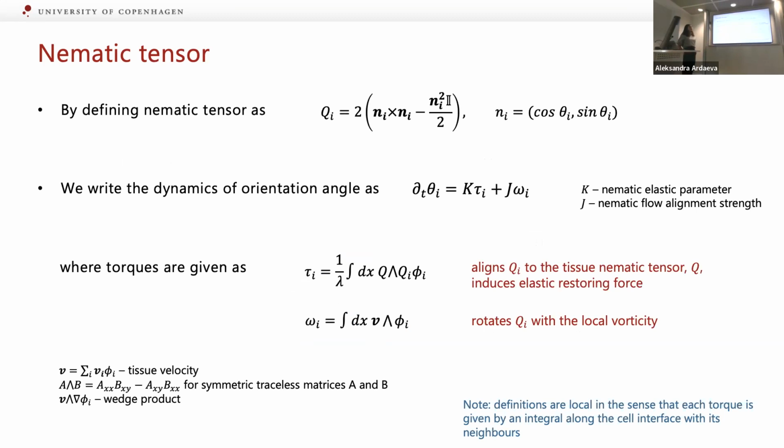Right now we only evolve cells, but we also want to evolve the director of each cell. To do so, we write an equation for the orientation angle, the angle of the director. And we assign it two terms, so two torques. The first torque aligns the director to the tissue nematic tensor, so it induces an elastic restoring force, and the second one rotates the director with the local vorticity. So our director interacts with the flows and what's happening around it.